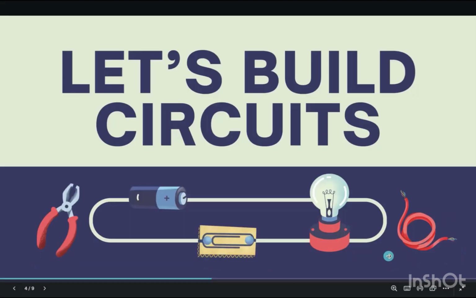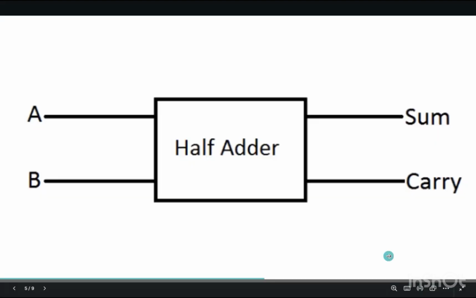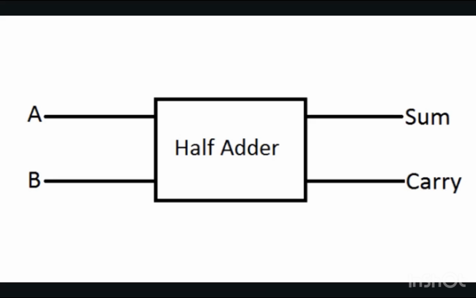Let me introduce you to the half adder. We're going to build a circuit together. This is a half adder. It has two outputs, the sum and the carry. The sum is produced by the XOR gate, and the carry is produced by the AND gate.